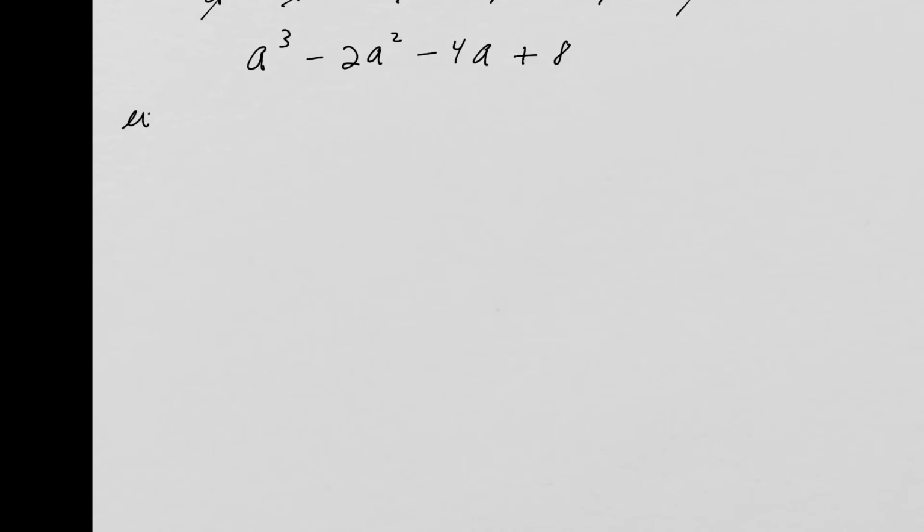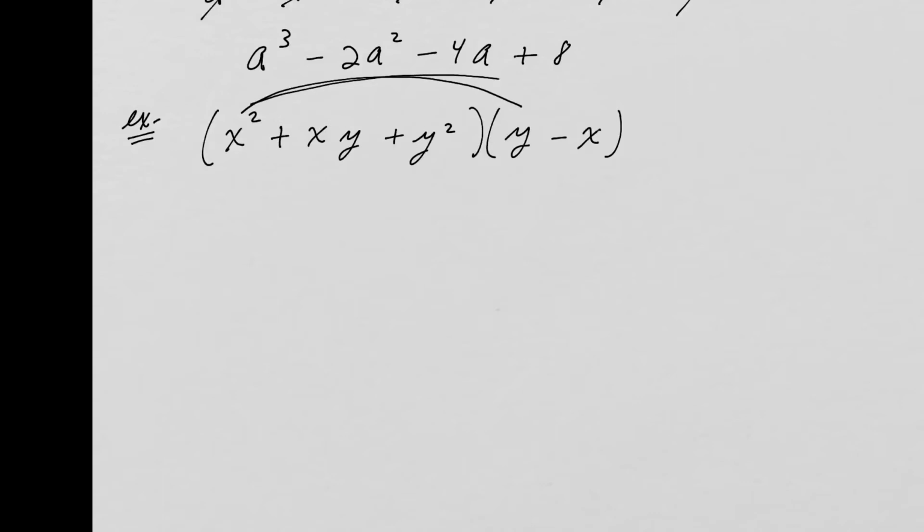Okay, here's another one. X squared plus xy plus y squared, all multiplied by y minus x. Okay, so the x squared has to multiply by both of these in the second polynomial. The xy has to multiply by both of these. And then finally the y squared has to multiply by both of these, right? So again, I'm going to get 6 terms, and then hopefully I can simplify some.